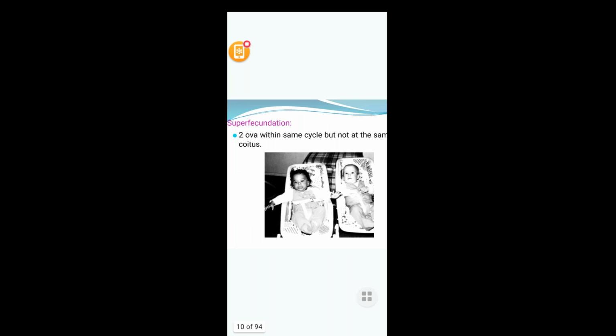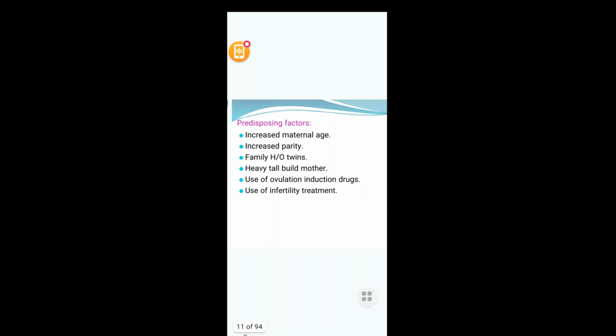Coming to twins, you need to know the difference between superfecundation and twins. In twins, it is of the same coitus. If it is of 2 different coitus, then it is a result of superfecundation. These are the definitions: twin pregnancies, zygosities, chorionicity, superfecundation, superfetation. Coming to the predisposing factors of twin pregnancies.